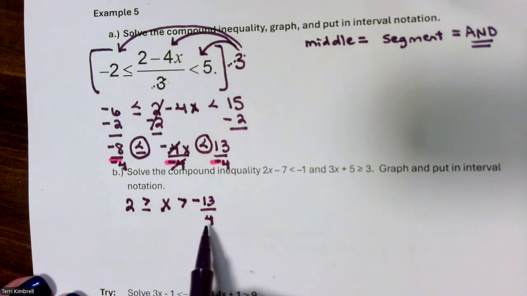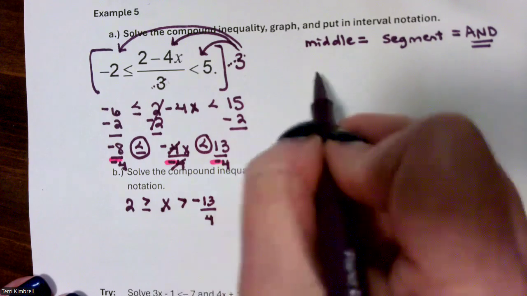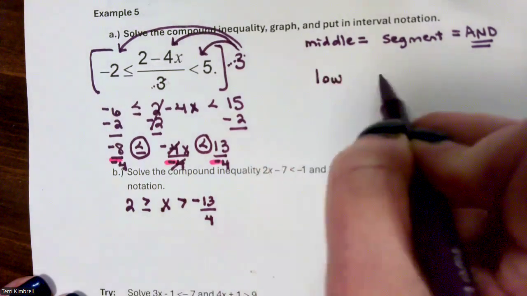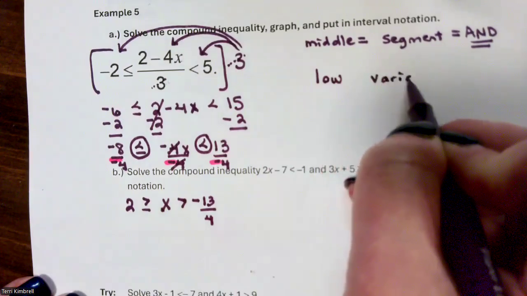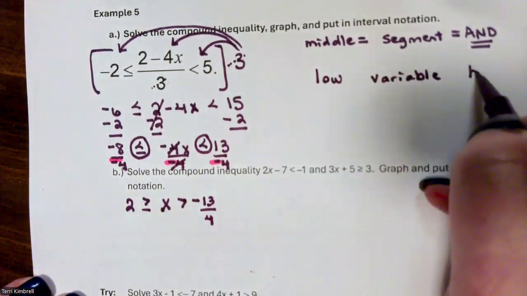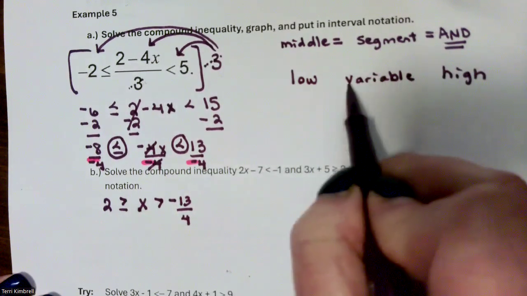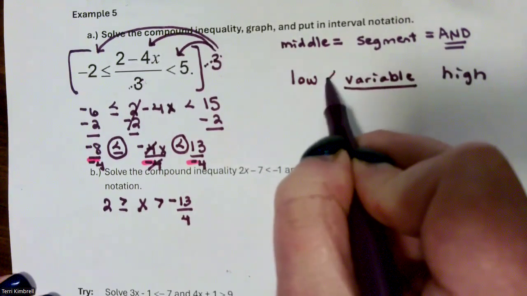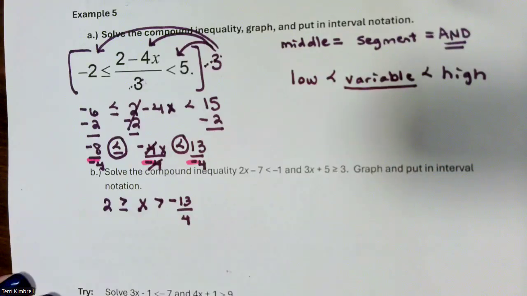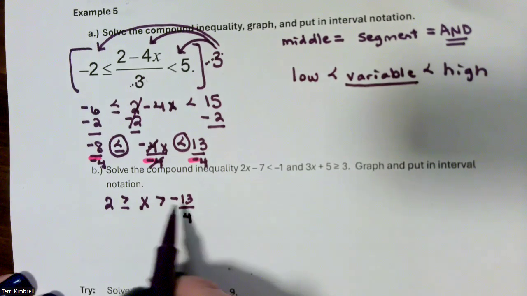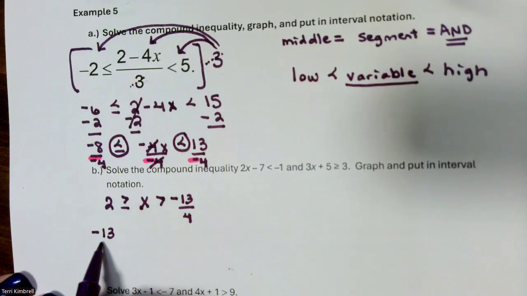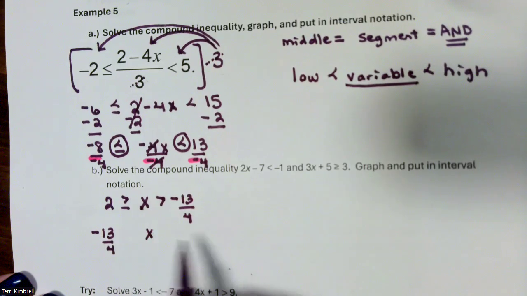So notice right here, my lowest number is on the right, okay? So we want it to be from low, then we want the variable, and then we want the high number, okay? So you want the variable in the middle, whatever letter you're dealing with, and these arrows are going to be pointing to the left. So my low number is negative 13/4. My variable is x, and my high number is 2.